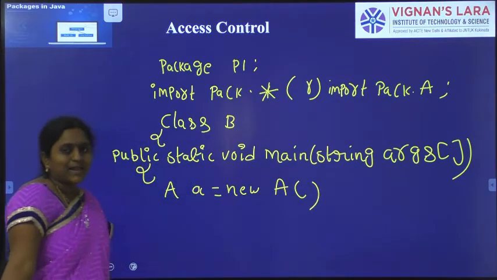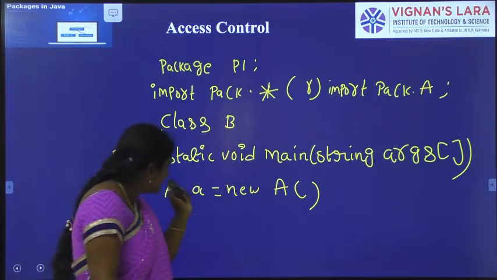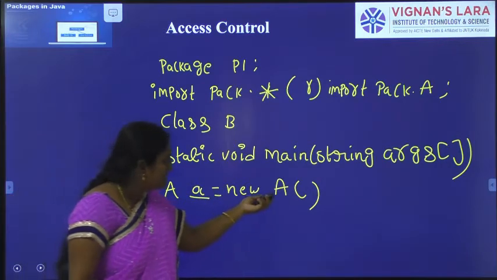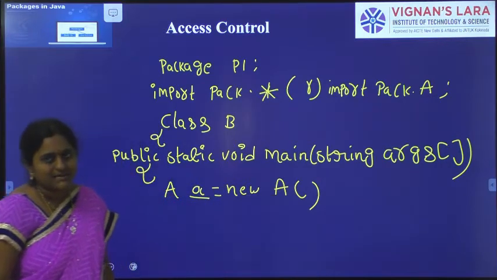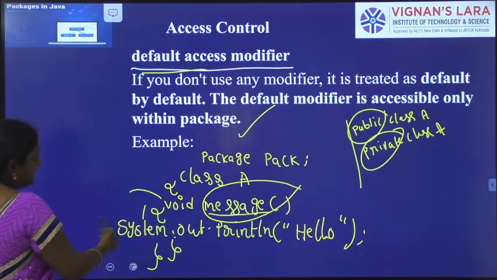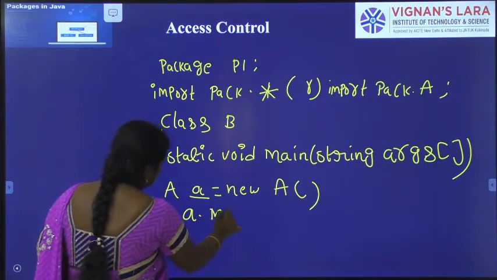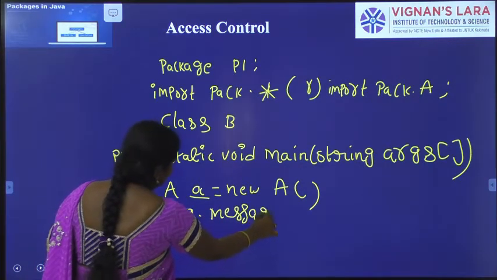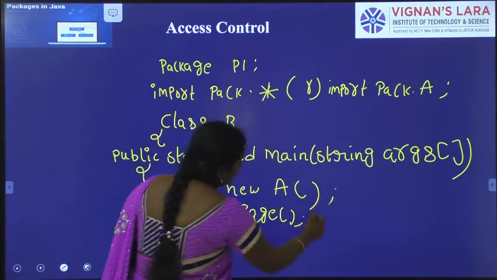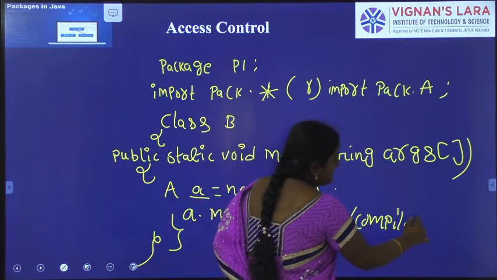So with respect to the class we can create an object. Our class is A. So A is the class name, a is the object name or reference variable. New is the keyword. So in this one A is the constructor. Constructor name is the same as the class name. It is the default constructor. So directly with the help of the object name we can access the message method. a.message. So whenever the compiler reaches this statement, at the time of compilation it leads to a compilation error.